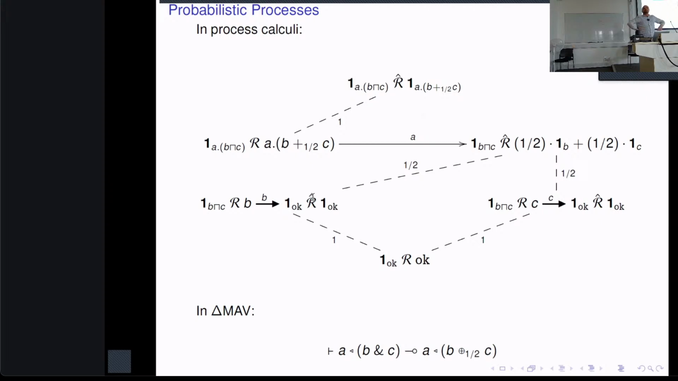Yes. How do we define the weight? When it's 1/2, how do we define it? Where are the weights here?